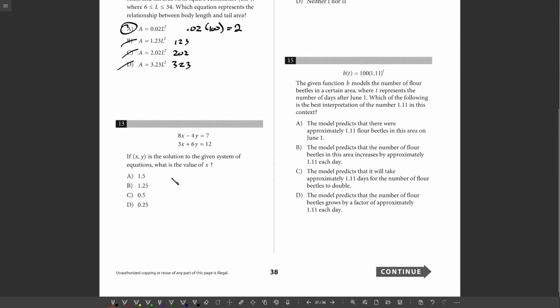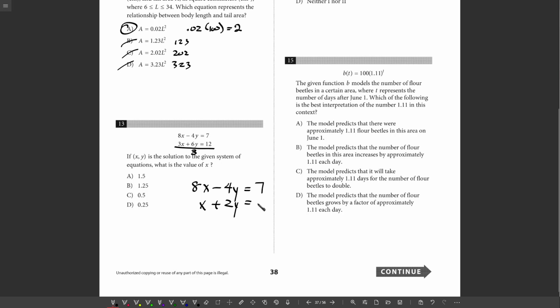13, system of equations, got to solve for x here. Somewhat annoying coefficients. So 8x minus 4y equals 7. Normally, you would sort of multiply both equations by something. But I see that I have an opportunity to simplify this. There's a lot of ways to go about this. I'm going to choose to divide this through by 3 just to simplify that equation because I feel that's going to make my next steps a little bit easier.